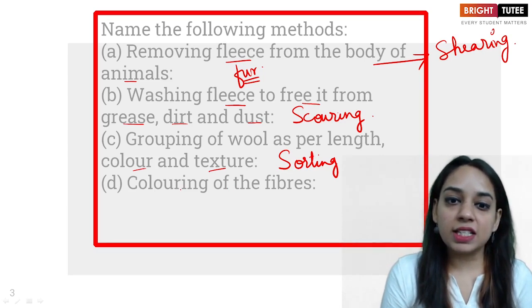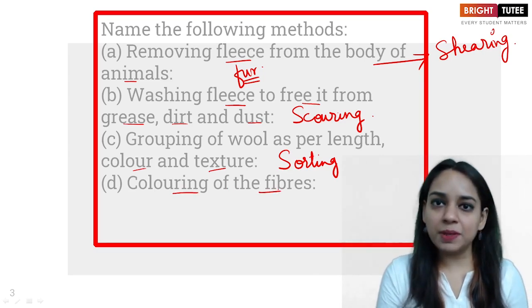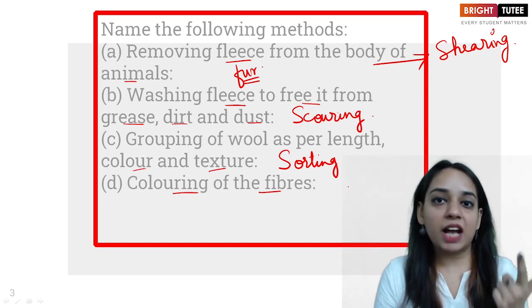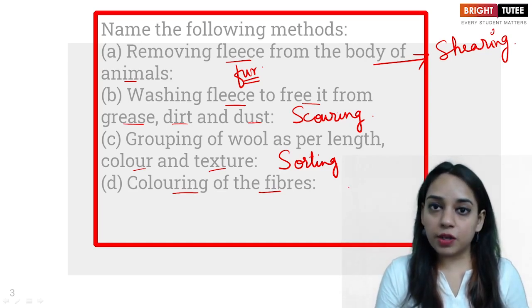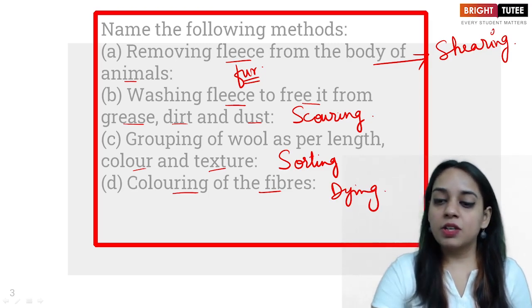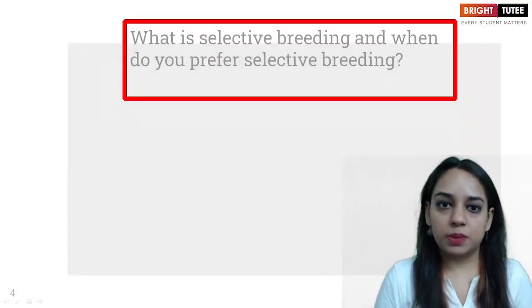Okay, next is coloring of the fiber. This one is simple because most of the fiber that we obtain is either white, black or brown. So in order to get fur or the wool of different colors, we have to dye it. So this process is known as dyeing. Okay guys, so this question must be clear. So let's move to the next question.